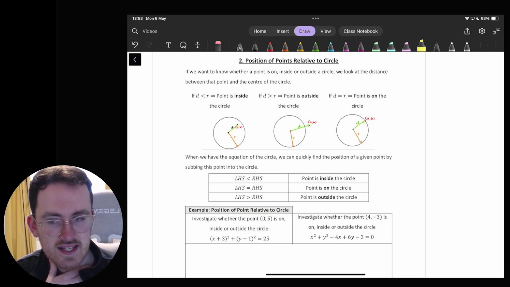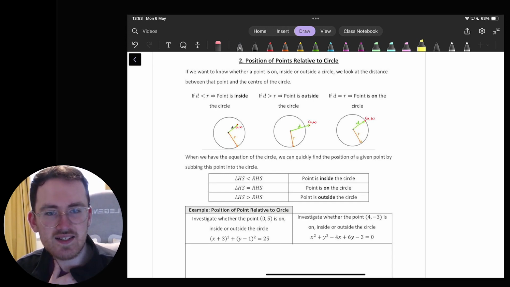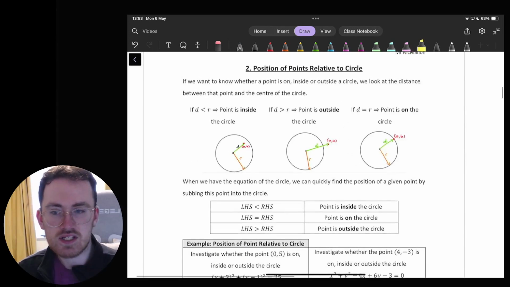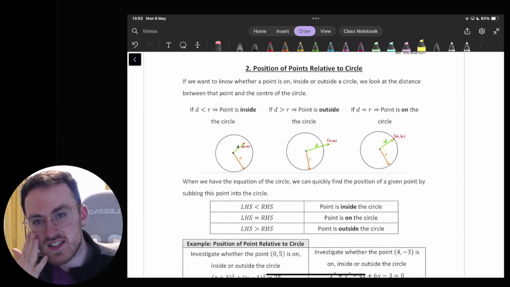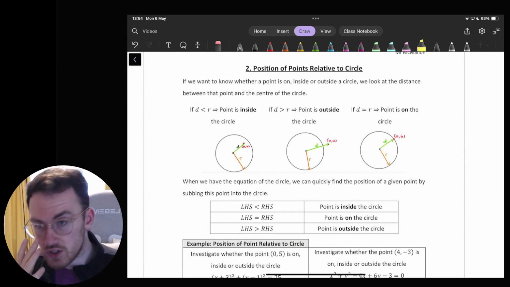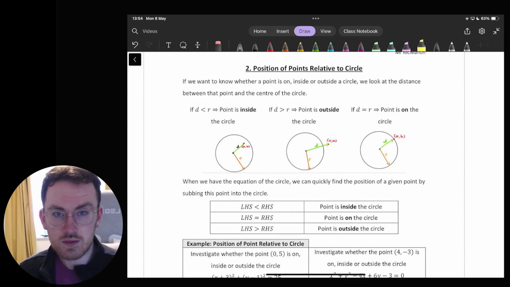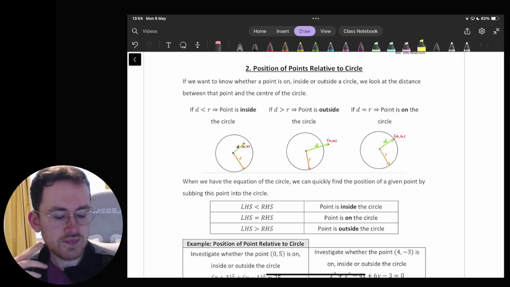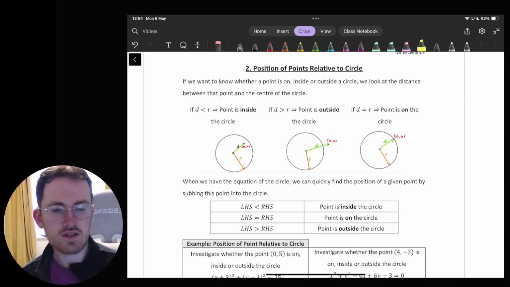So that's the same idea that we're following here, and similar to the equation of a line and what we do with it. When we want to show that a point is on a line, we sub the point in and it should satisfy the equation. The same thing is going to happen here. If we want to show that a point is on the circle, we sub the point into the equation of the circle, and if it satisfies it, if it works out, then the point is definitely on the circle. What we can do with a circle that's different to a line is consider where the point is relative to the circle as well.